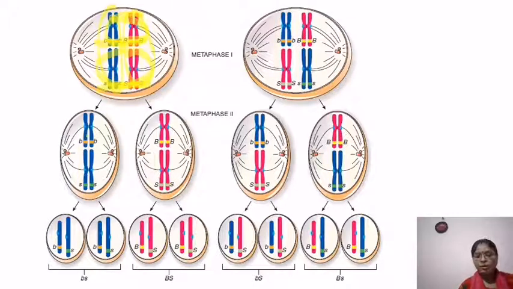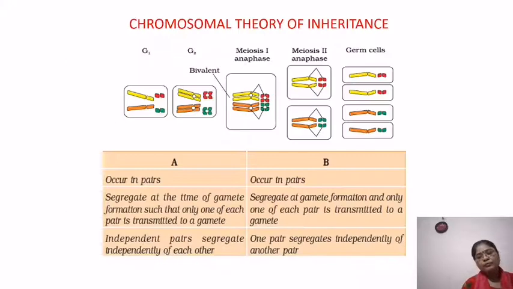And now when I interchanged the homologues and then separated them, that's how we got these two combinations. So this is the basis of what was said by Sutton and Boveri, that genes occur in pairs and chromosomes occur in pairs, and the genes segregate at the time of gamete formation such that only one of each pair is transmitted to a gamete. So this one is for your genes.